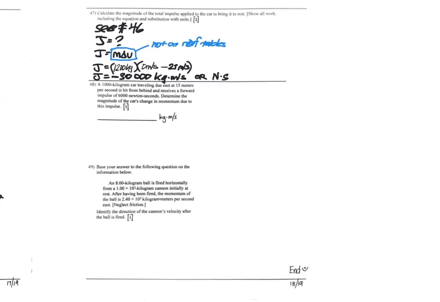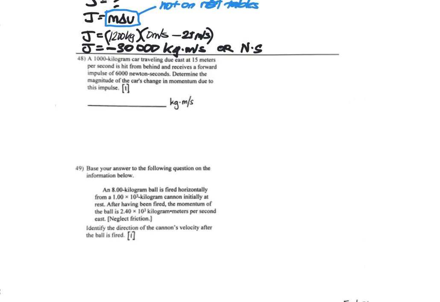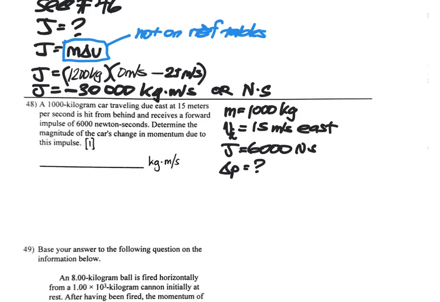Okay, and our last two questions on the 2025 midterm. So we have 48. We have a car going east, hit from behind, receives an impulse of 6,000 Newton seconds. What is the change in momentum? So let's write down the givens. We have a 1,000 kilogram car going 50 meters per second east, hit from behind, receives a forward impulse of 6,000 Newton seconds. So forward impulse, that's in the direction of motion, so also east. And it wants to know, what is the change in momentum?